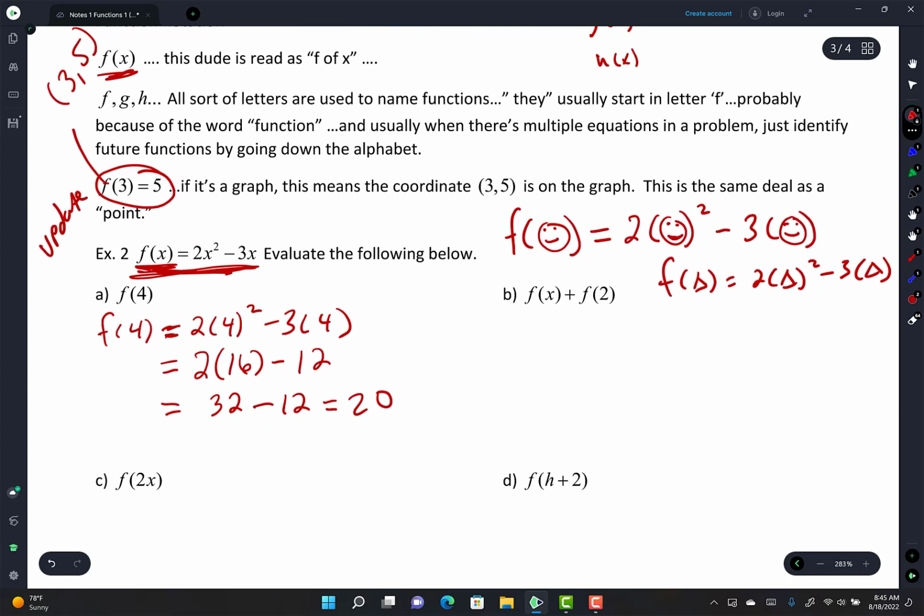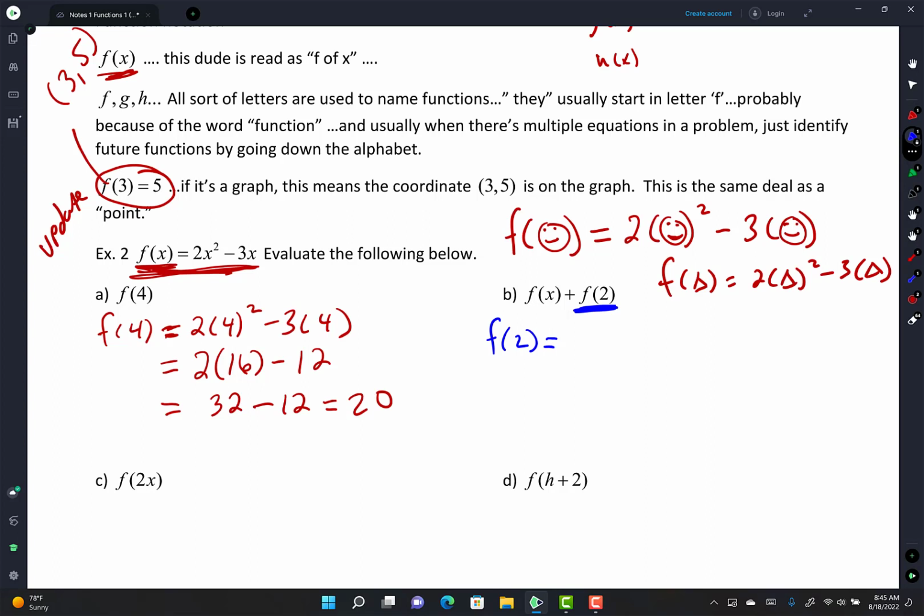So let's go to letter B. This one says f of x plus f of 2. The number one mistake you make is you put an equal sign here and you just tell me what f of 2 is. Don't do that. Go to the side somewhere, and first I'm going to do f of 2. So I'm going to write f of 2 equals, and figure out what f of 2 is first.